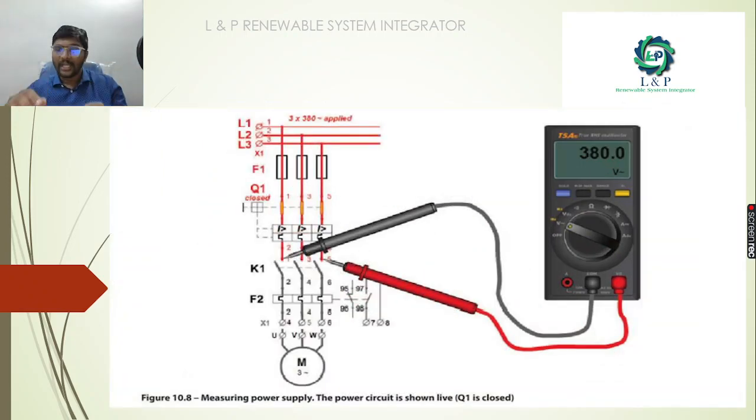As we told earlier, if you want to measure the power supply when the Q1 is alive, try to measure across terminals 1 and 5, AC.